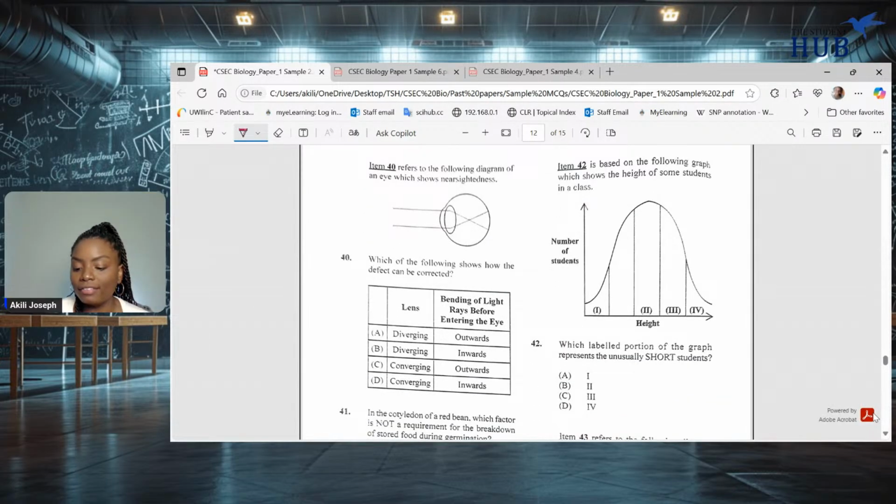Item 40 refers to the following diagram of an eye, which shows nearsightedness, right? So with nearsightedness, you have the image being formed in front of the retina. Which of the following shows how the defect can be corrected? So how could we get the image to form on the retina instead of in front of it? We're going to need diverging lens.